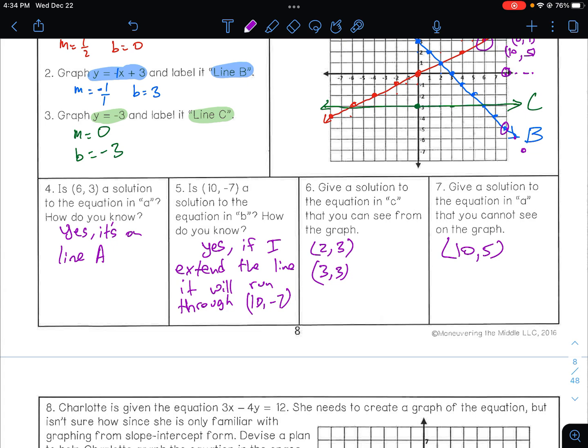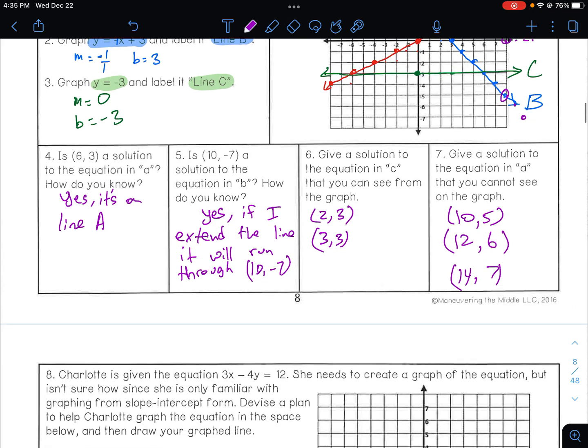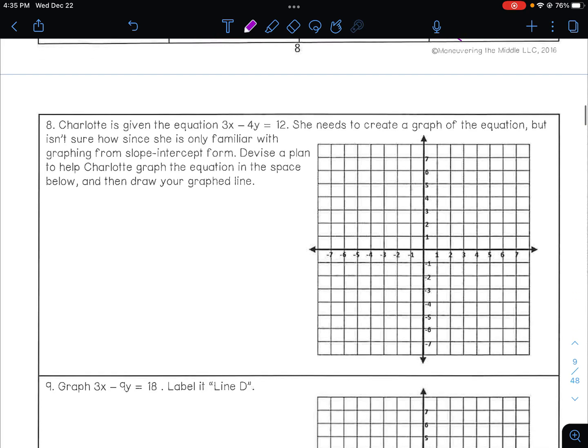If I rise 1 more and run 2 more, that'd be 6 and 12, and 7 and 14. And I could also take that one backwards if I wanted to. Number 8.